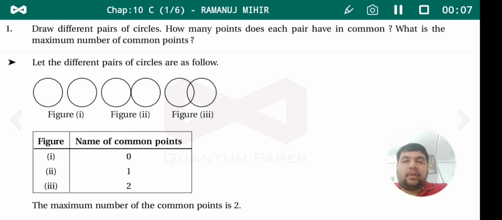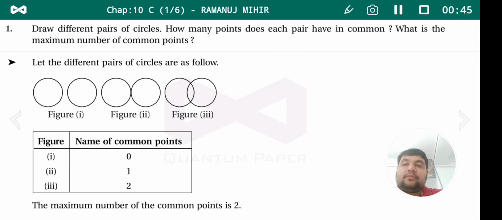Today we will start exercise 10.3 from chapter number 10. Okay, so question number 1 from exercise 10.3: draw different pairs of circles. How many points does each pair have in common? What is the maximum number of common points?